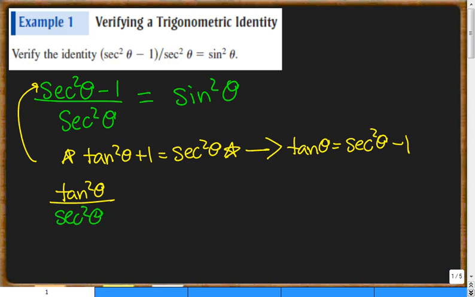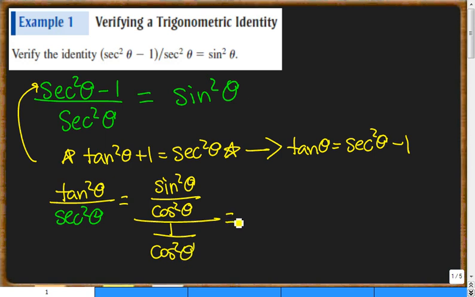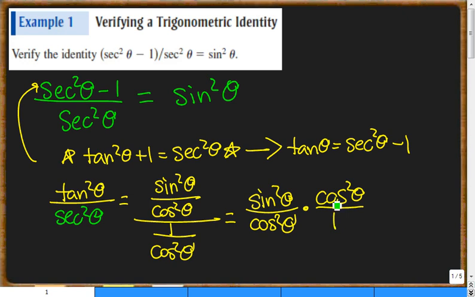And at this point, if I want to convert things in terms of sine and cosine, it would make sense. So this is going to be sine squared theta over cosine squared theta divided by 1 over cosine squared theta. And dividing fractions, we flip and multiply, so we get sine squared theta over cosine squared theta times cosine squared theta over 1. This is going to cancel, and I'm left with sine squared theta, which is what I had wanted to make that left side equal to begin with.